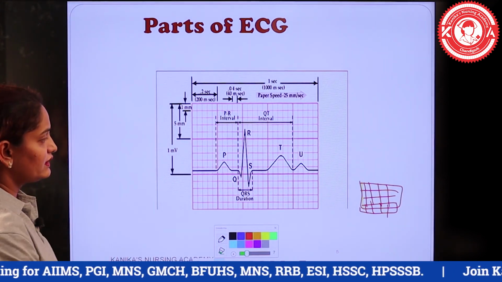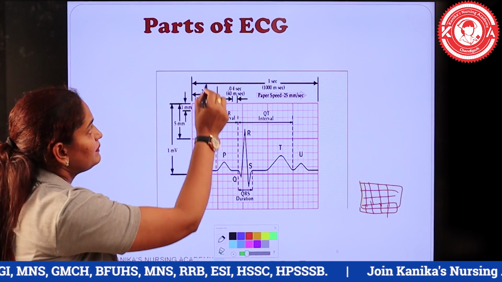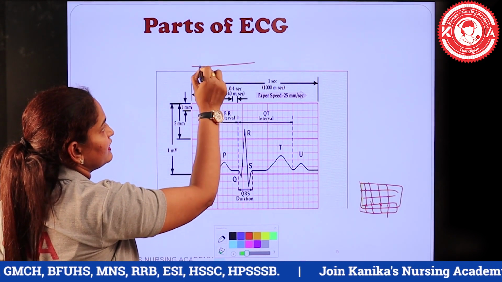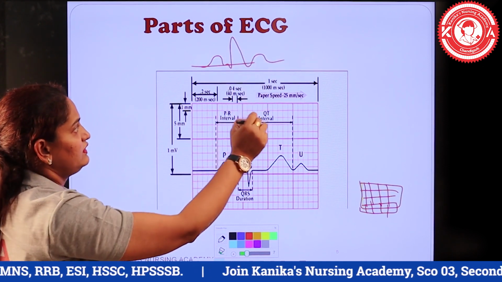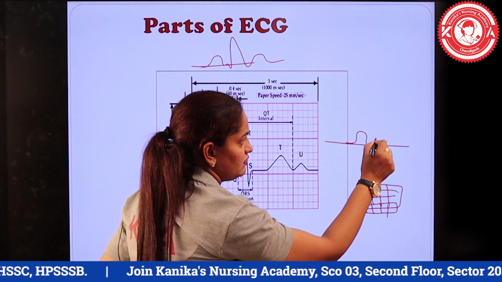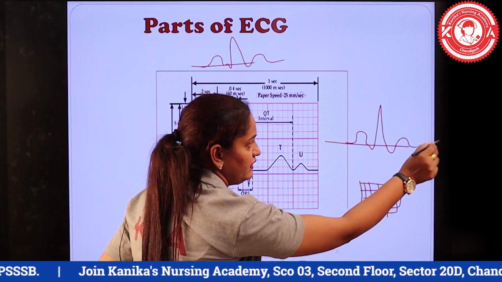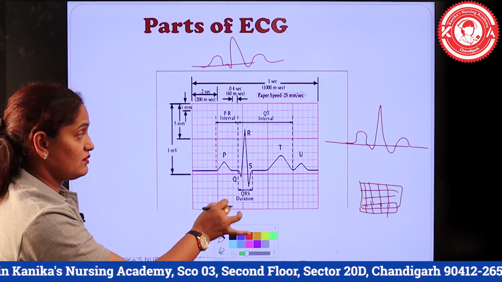and हम यहाँ पर देखते हैं कि what each part is standing for. The electrical impulse of ECG goes something like this: P, Q, R, S and T. So this is how it goes, and the same is mentioned in this image also.